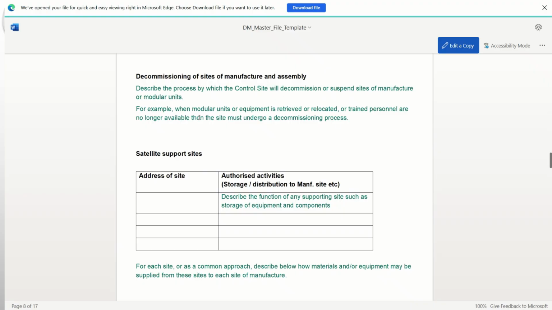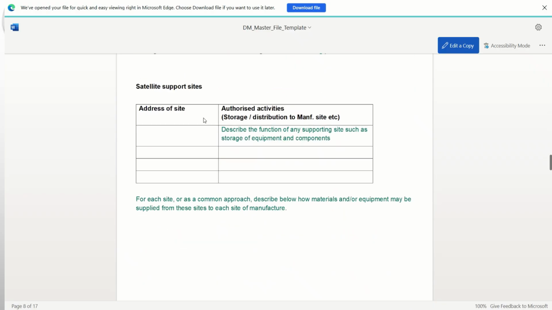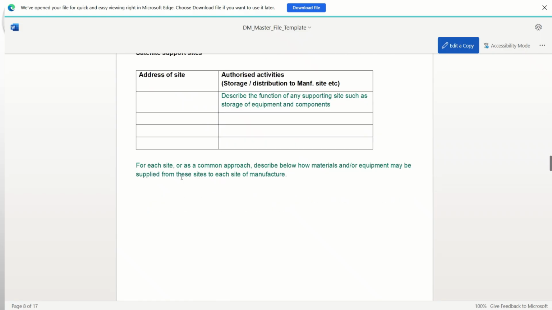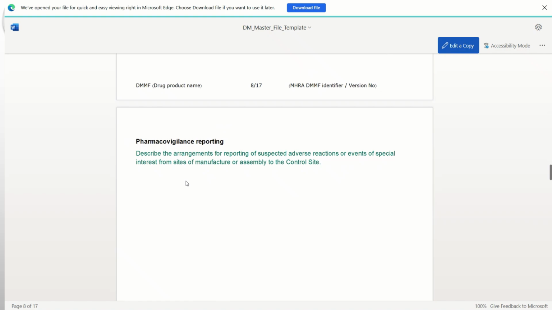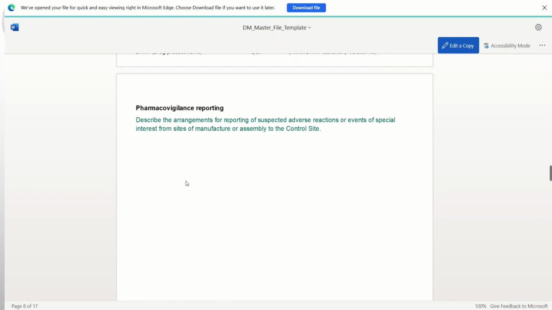If you're decommissioning any sites, it will be there, satellite sites. And pharmacovigilance reporting has to be specific. Make sure that you provide the specific information relating to each site and the control site.